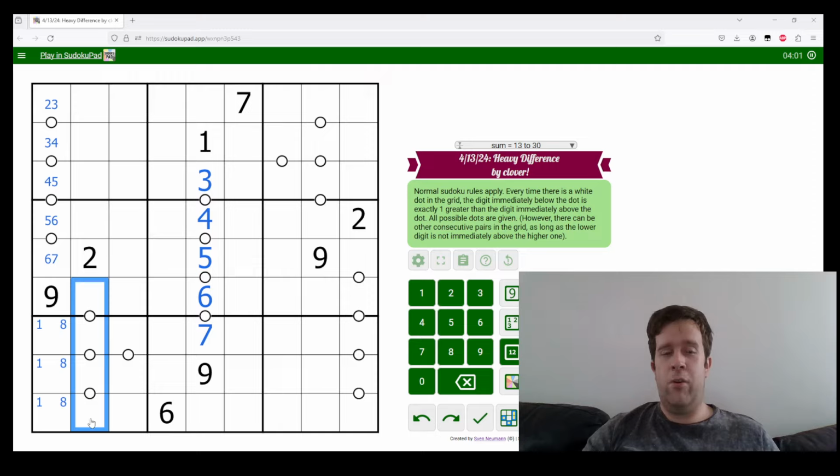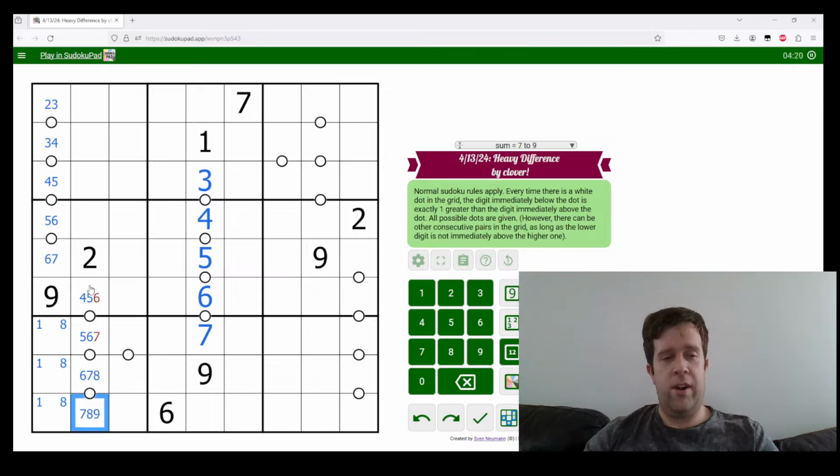Because that is all we can, 3 to 9, sorry. But as you will see in a second, even that's not going to do it, because we can't put a 3 directly beneath that. So this needs to be as high as 6. 4, 5, 6, 5, 6, 7, 6, 7, 8, 7, 8, 9.